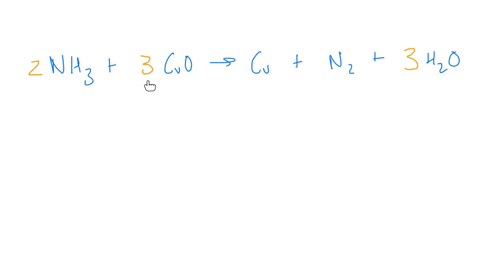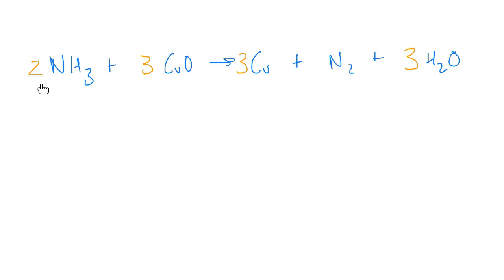Three coppers on the reactant side, and we're going to have 1 copper on the product side. So to balance that out, let's go ahead and put a 3 here. So now everything else should be good. So let's go ahead and double check.